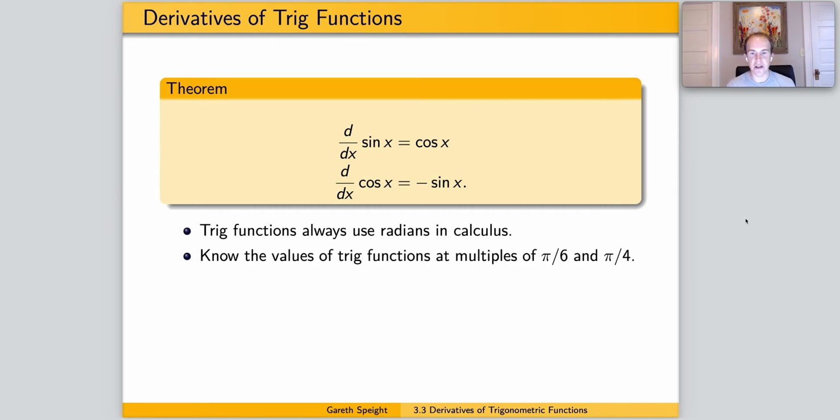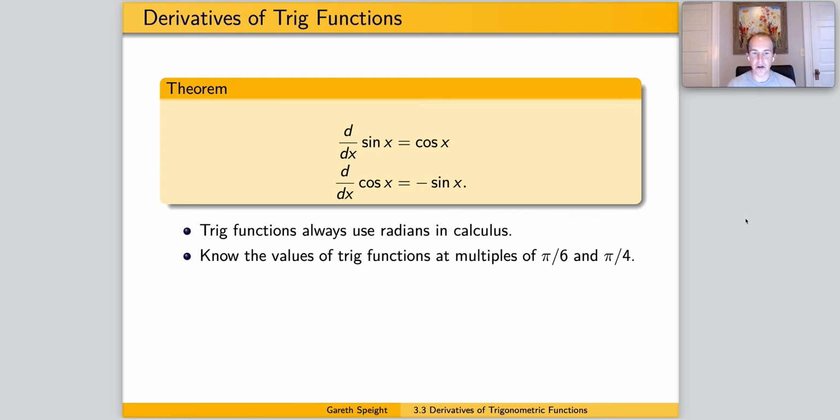And we should know the values of trig functions at angles that are multiples of pi over 6 and pi over 4. For instance, when you're doing calculations in calculus, you might be asked to substitute some angles, or you might need to sub in some angles and evaluate. You'll need to know the values of the trig functions at these. And there are a couple of tricks for doing that.